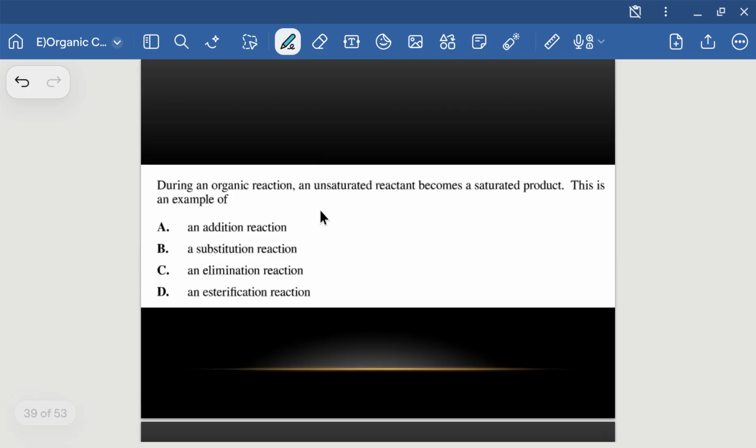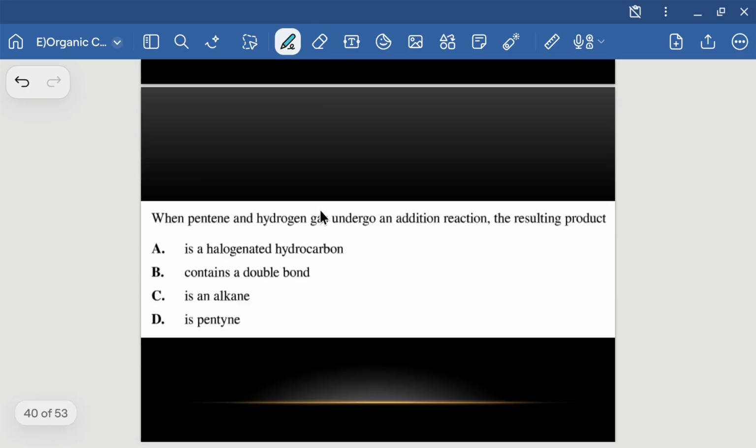So going through this, during an organic reaction, an unsaturated molecule, meaning a double or triple bond, becomes saturated. This is an example. So if you were unsaturated and becoming saturated, that means the double bond is broken, and that's an addition reaction. When pentene and hydrogen gas undergo an addition reaction, the resulting product is a halogenated hydrocarbon. That's not true. Contains a double bond. That's not true because it will break. An alkane, oh, sorry, this is wrong. It's not halogenated. We don't see a halogen. An alkane, yes. Pentyne, no, we're not producing a triple bond.